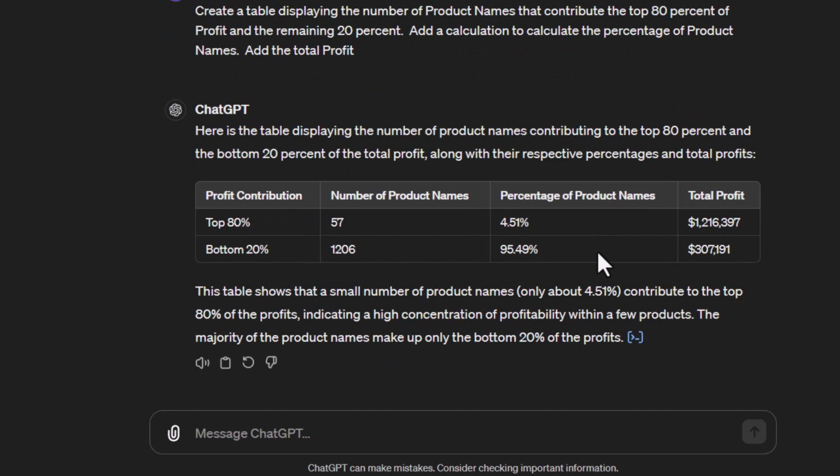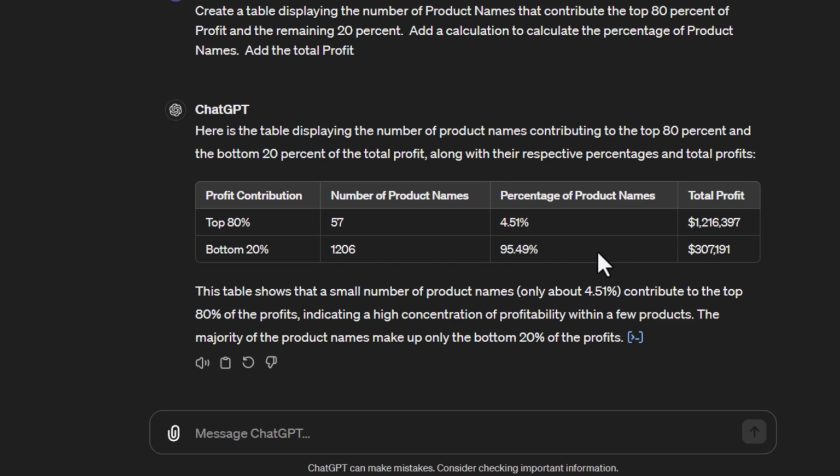Okay, so there we go. And this one shows us a bit more insight. So basically it's saying that the top 80% of profit is contributed by 57 products, which is only 4.5% of the total products. And in total, that's actually giving us $1.2 million of profit versus the bottom 20%, which is 1,206 products, is 95.5% of the product names, and that only contributes 307,000 total profit.